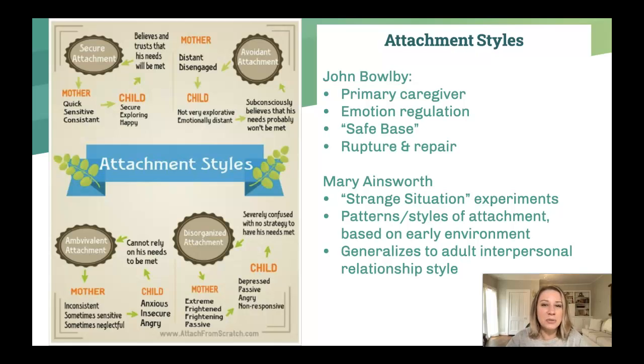And then Mary Ainsworth gave us the strange situation experiments, in which a child was confronted with an experience of being left with a stranger and then reunited with their primary caregiver. Ainsworth studied patterns or styles of attachment in these children, and she realized that these styles tended to generalize to adulthood and to predict the way in which those adults relate. So a person is either securely attached or insecurely attached.